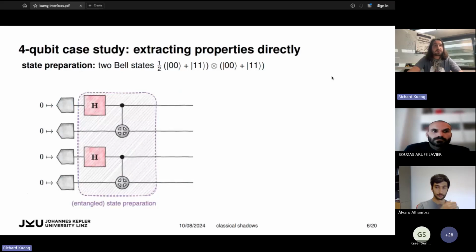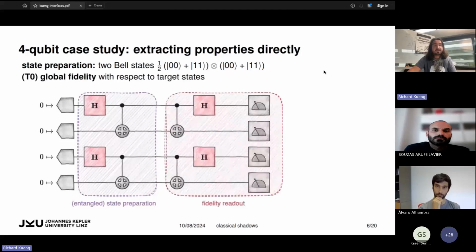And one of maybe the most important things you might want to do when you prepare this on a real device is to check the global fidelity with respect to the ideal target state you want to prepare, a quality measure of how good your architecture is at generating Bell pairs. And then the standard tried and tested way is implemented here on the right, where we come up with a circuit that diagonalizes the fidelity with the GHZ state viewed as an observable.